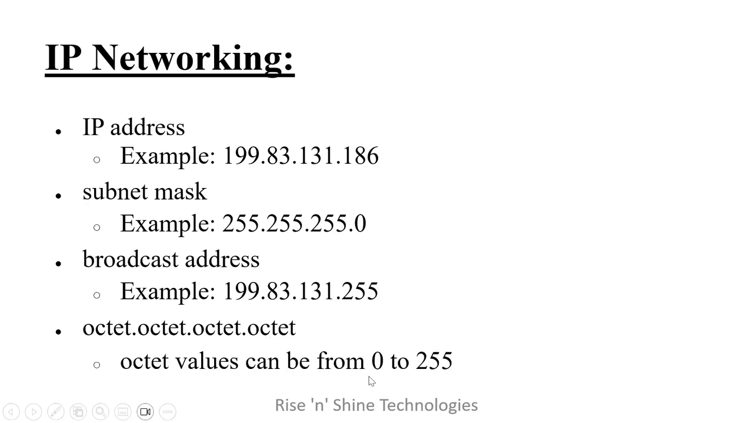Each octet value can be from 0 to 255. That starts from 0 and ends at 255, that means overall 256 values. So here 256, here 256, here 256, here 256. The total permutation and combination of IP addresses that we can have is 256 into 256 into 256 into 256. That's approximately 3.67 billion IP addresses that we can have from this IPv4 format of address. This is what we call the IPv4 format of the address.